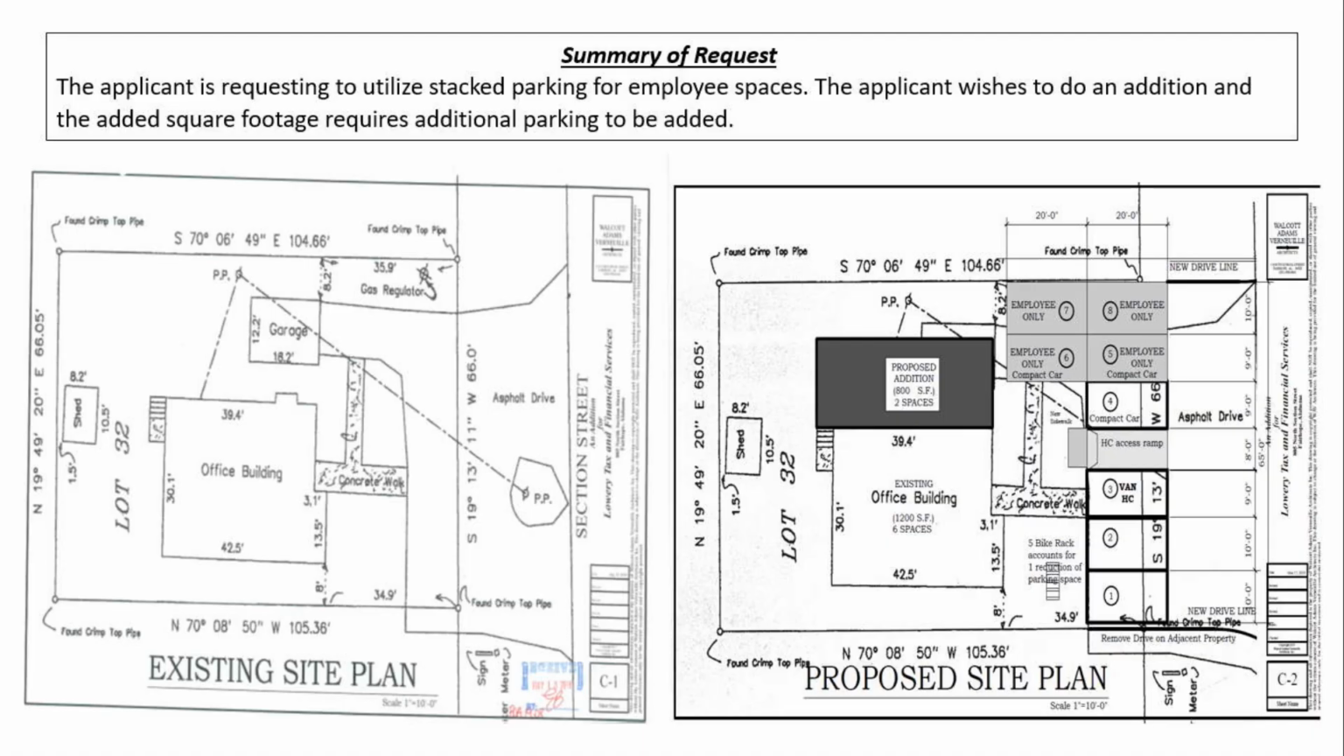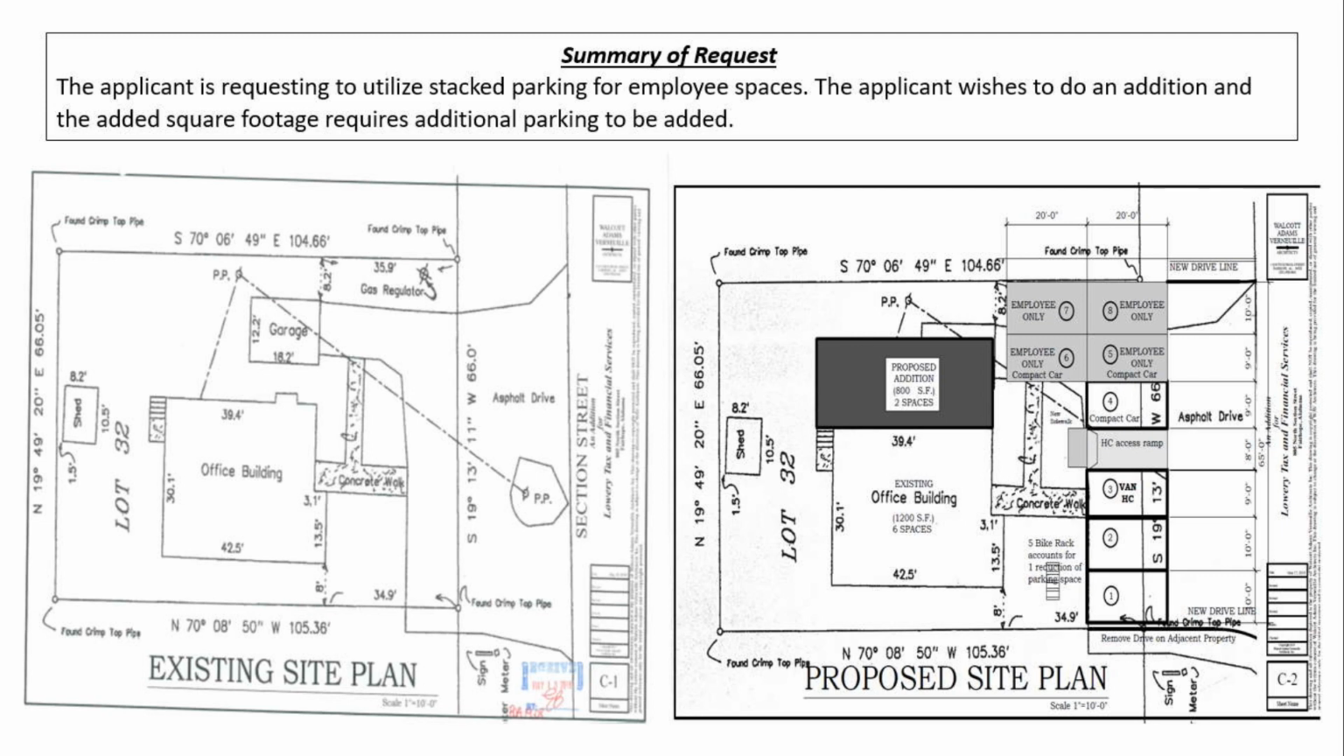The applicant is requesting to utilize stacked parking for employee spaces. The applicant wishes to do an addition, and the added square footage of this addition requires that additional parking be added. On the screen, we have the existing site plan, which shows an asphalt drive out front with the office building and a detached garage. On the right side is the proposed site plan, where the proposed addition takes the place of the existing garage, and the parking spaces are numbered and outlined.